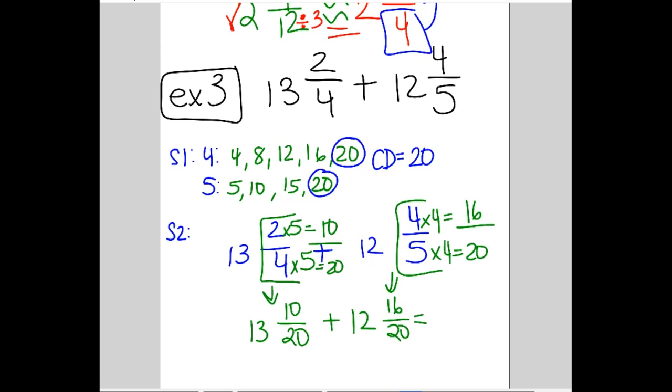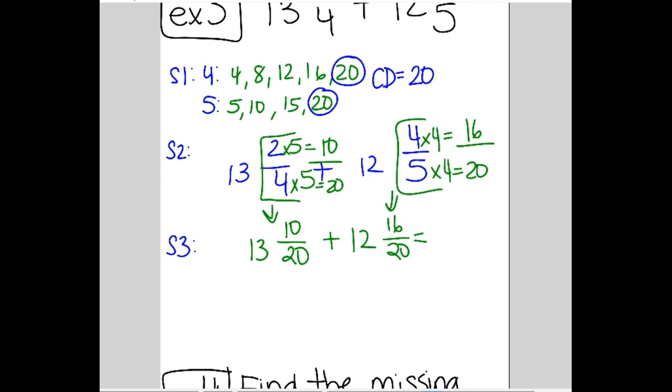So now we can do our third step, which is add the new fractions. Let's add them. So I always start with my fraction in case I need to make it into a mixed number. So what am I going to have if I do 16 plus 10? That's going to give me 26 over 20.